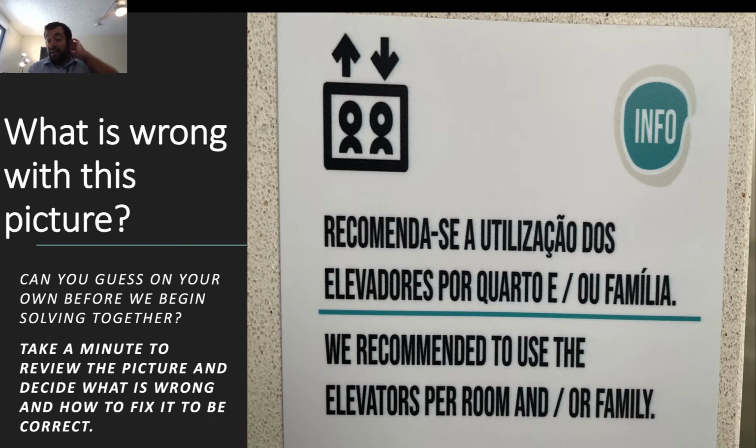I'm going to read the sentence out loud for you all at home so you can get a better idea by listening to the English to see what could be wrong about how it's written. "We recommended to use the elevators per room and or family." So it doesn't sound too bad, but you can tell right away, if you're an English learner, it doesn't sound exactly correct. So I want you to figure out, number one, why it is wrong, and number two, how do we fix it? Think about it, and then we'll go forward.